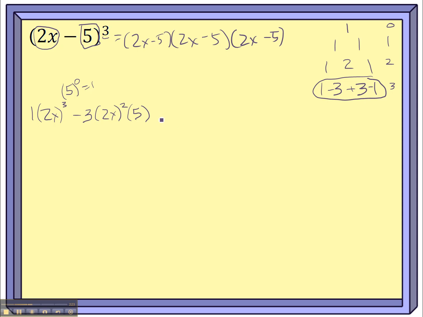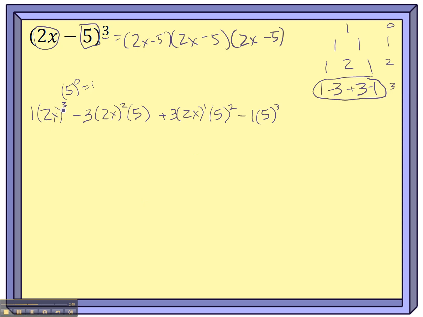Okay. So next, plus 3 times 2x, decrease the power, so it's 1. 5, increase the power, so it's squared. And then finally, minus 1. 2x will be raised to the 0 power, so that's gone. It's like 1. And then 5 to the third power. Now we just have to simplify here.